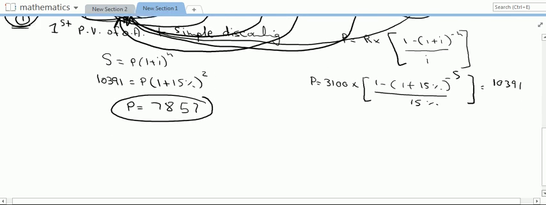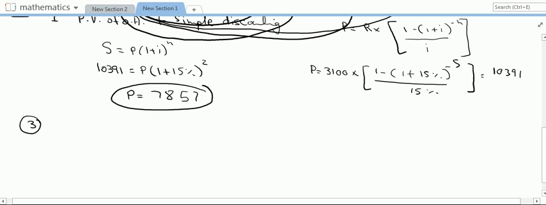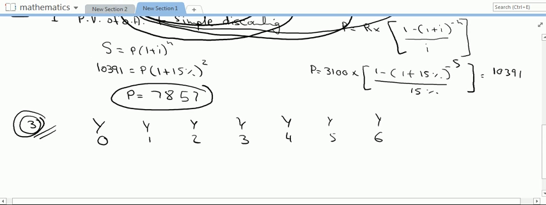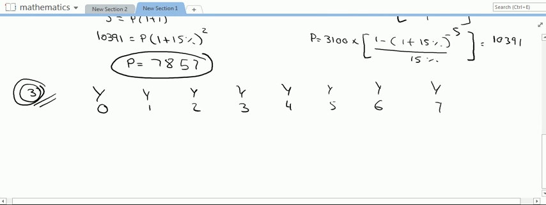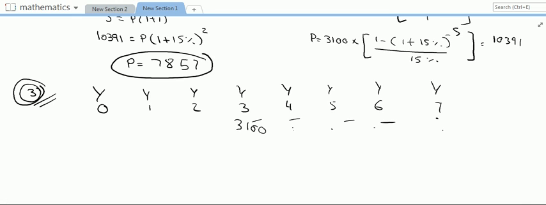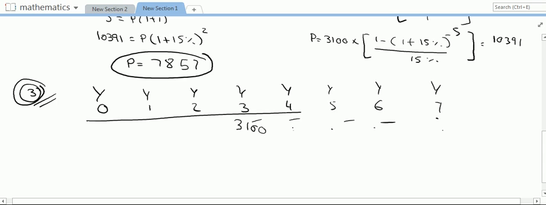Now under method number 3. Method number 3 is a bit new. Let me draft the question again. Here 0, 1, 2, 3, 4, 5, 6, 7. Method number 3 says that to discount all cash flows of 3100 rupees in these 1, 2, 3, 4, 5 years, what you can do is firstly calculate the discount factor for all these years.